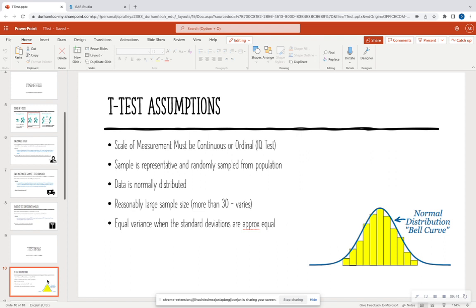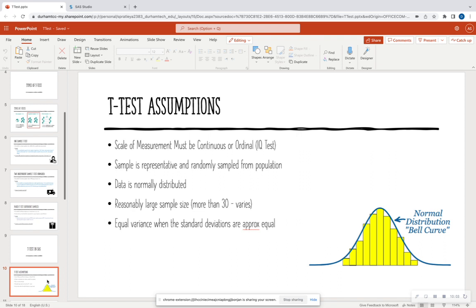The sample that you take is representative and randomly sampled from the population. So, did you sample all loyalty customers? That might not be representative of the population. Did you sample just one breed of dog? That might not be representative of the population in question.